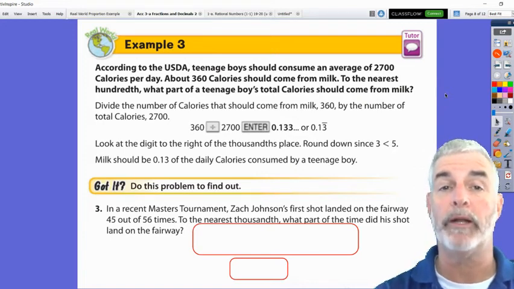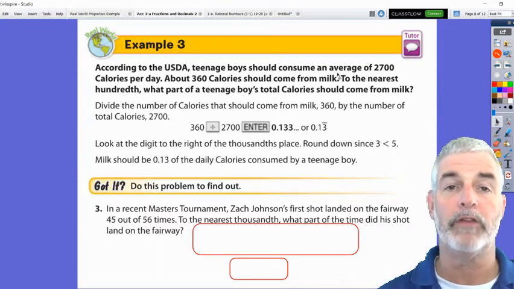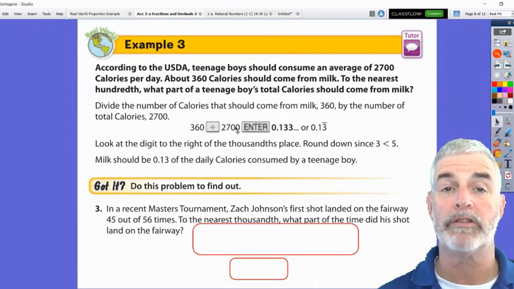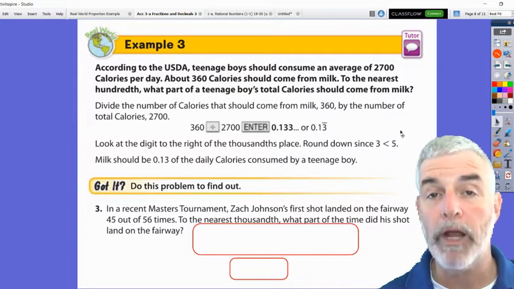360 out of 2,700. So that's the fraction, 360 over 2,700. You could lop zeros off of these when you put them in your calculator if you want and do 36 divided by 270, but it doesn't matter. You'll get the same answer. You put it in your calculator, you get 0.133333333.